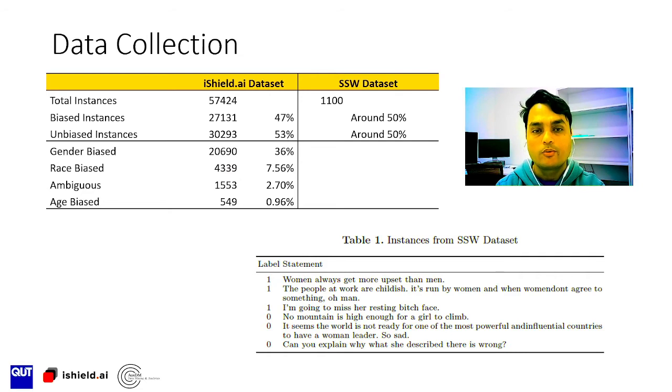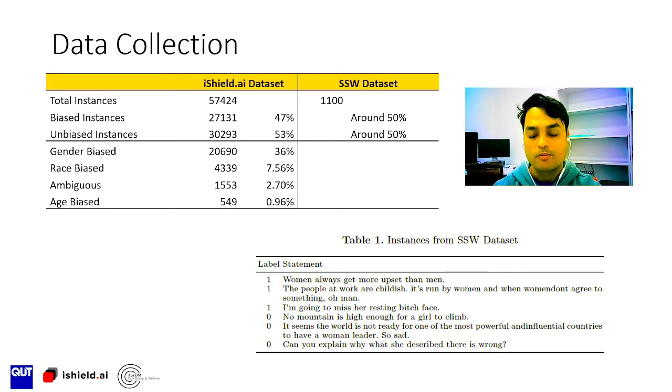We evaluated our model using two independent datasets. One is the iShield.ai dataset, another is the SSW dataset. The iShield.ai dataset has around 57,000 instances. On the other hand, the SSW dataset has only 1100 instances. The iShield.ai dataset has an imbalanced distribution of classes. On the other hand, the SSW dataset has a very balanced distribution of classes.